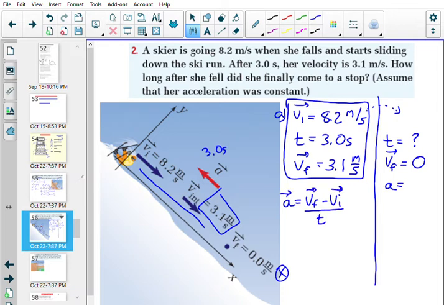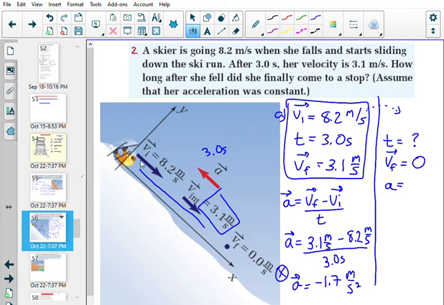Alright, so my acceleration is going to be the final speed of 3.1. Make sure you do these in the right order. Minus the initial speed of 8.2 meters per second. And you're dividing that by 3.0 seconds. So, when you subtract those two first, you get negative 5.1, and you divide it by 3, so you get negative 1.7 meters per second squared, meaning meters per second every second.